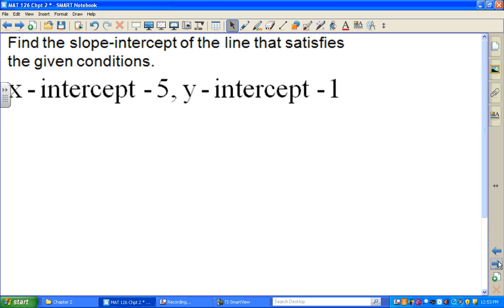I asked this question, and over the years, I'll bet 50% of the kids get it right and 50% of kids get it wrong. I'm stunned. I think it's the easiest question in the world. It says, find the slope-intercept form of the line that satisfies the given conditions. An x-intercept of negative 5, and a y-intercept of negative 1. And I always get the same comment. I just froze. I didn't know what to do.